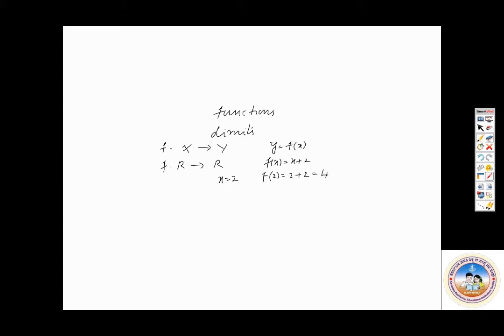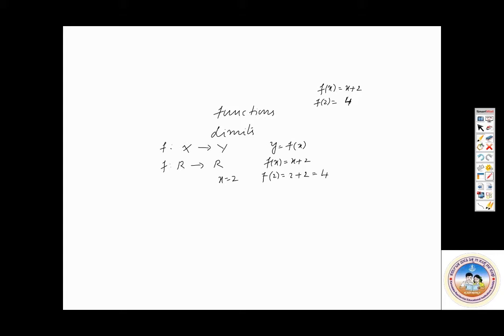I will just keep this one: f of x is equal to x plus 2, for which f of 2 is equal to 4. Remember, this is a functional value. That's enough for our discussion of functions, considered for continuity.